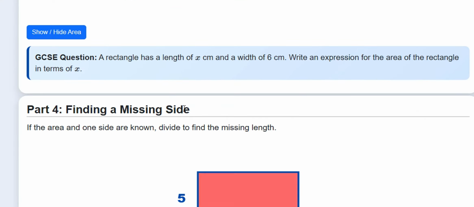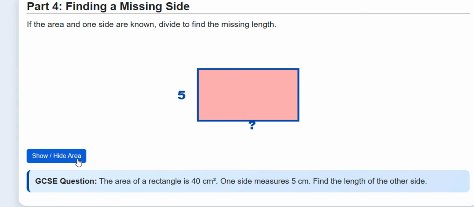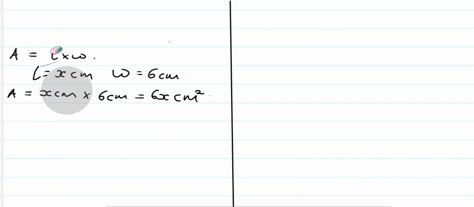How about if sometimes you are told there is a missing side in a given rectangle, but now you are given the area and one side to find the missing side. So in this case, you are told the area of a rectangle is 40 centimeters squared. Then one side measures 5 centimeters, which is the width. In short, you are told now to find the length of the other side, which is of course the length here. So we already know, let me first clear this board.